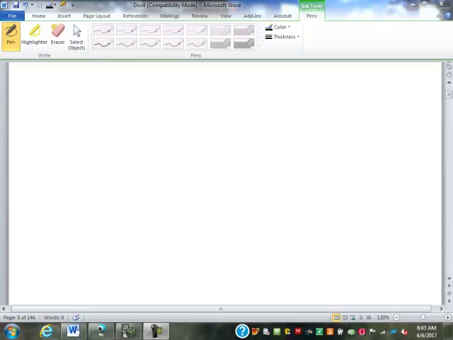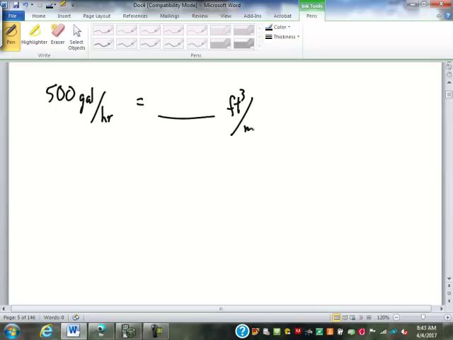Okay, so a couple of things we want to make sure we go over today. We've talked briefly about time, just in terms of those compound units. If we have something that's listed as 500 gallons per hour, how are we going to turn that into cubic feet per minute?